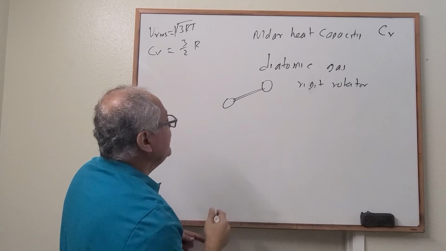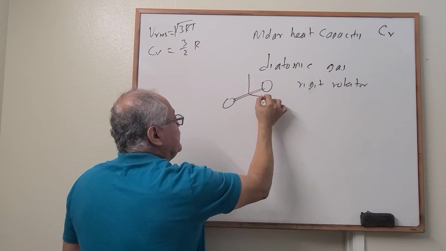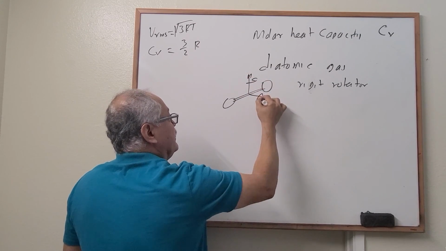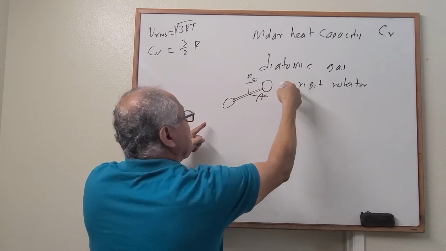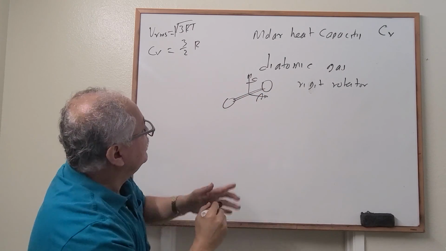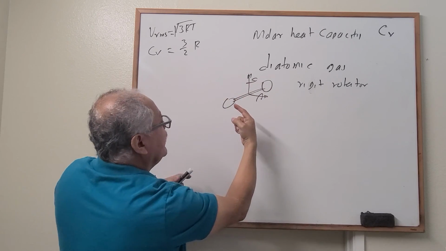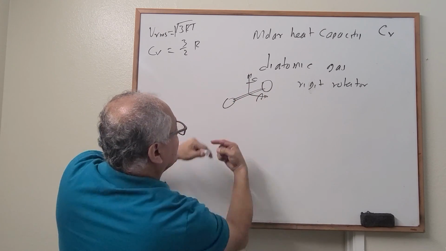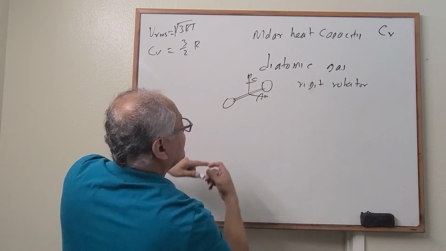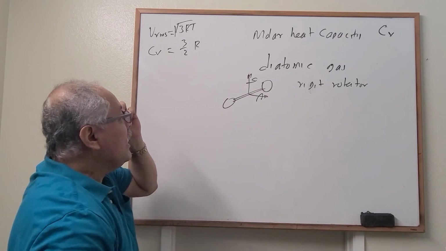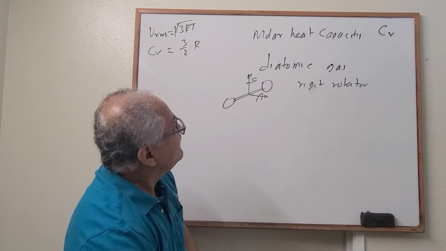Perfect. So in this case, it can rotate in this direction and in this direction, correct? We have rotation, rotation. But it cannot rotate in this direction, parallel to this rod, right? Only this way or in this way. Perfect. So now let's see what happens.